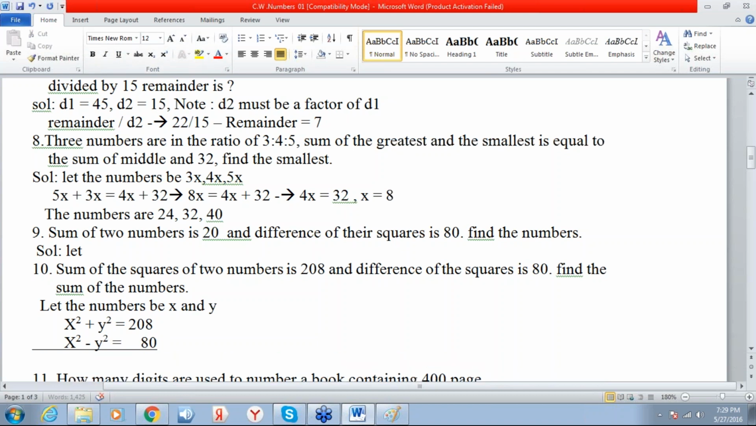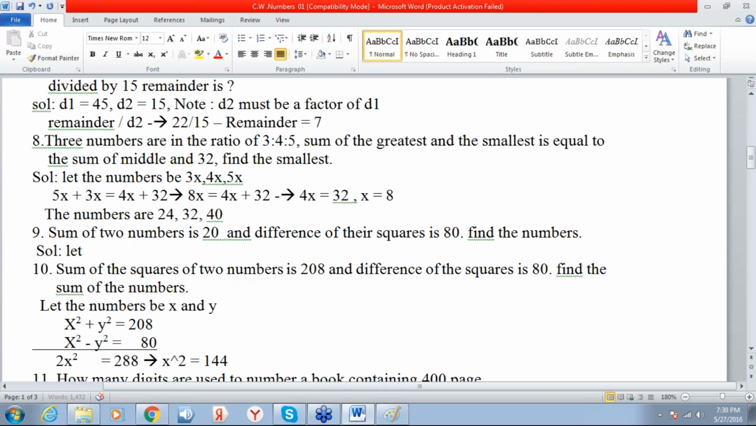Then y square is cancelled, then 2x square is equal to 288. Then x square is equal to 144. x square is equal to 288 divided by 2, which is equal to 144. Right? Yes, sir.